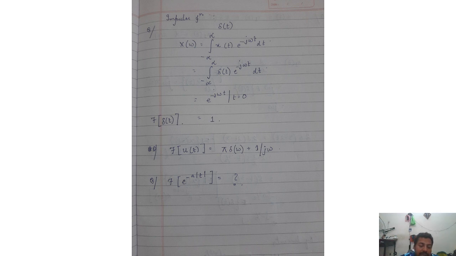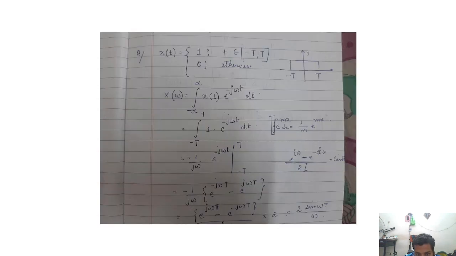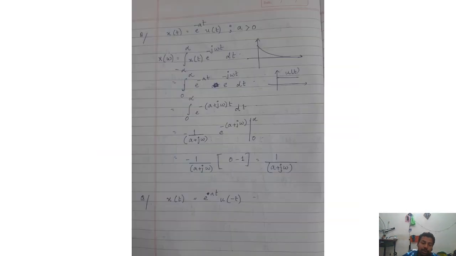These are the 2 example problems from this slide. There is another problem I would like you to solve, that is x of t is equal to e to the power of at into u of t, and kindly find the Fourier transform for this signal. Now these are the things that I would like you to do.